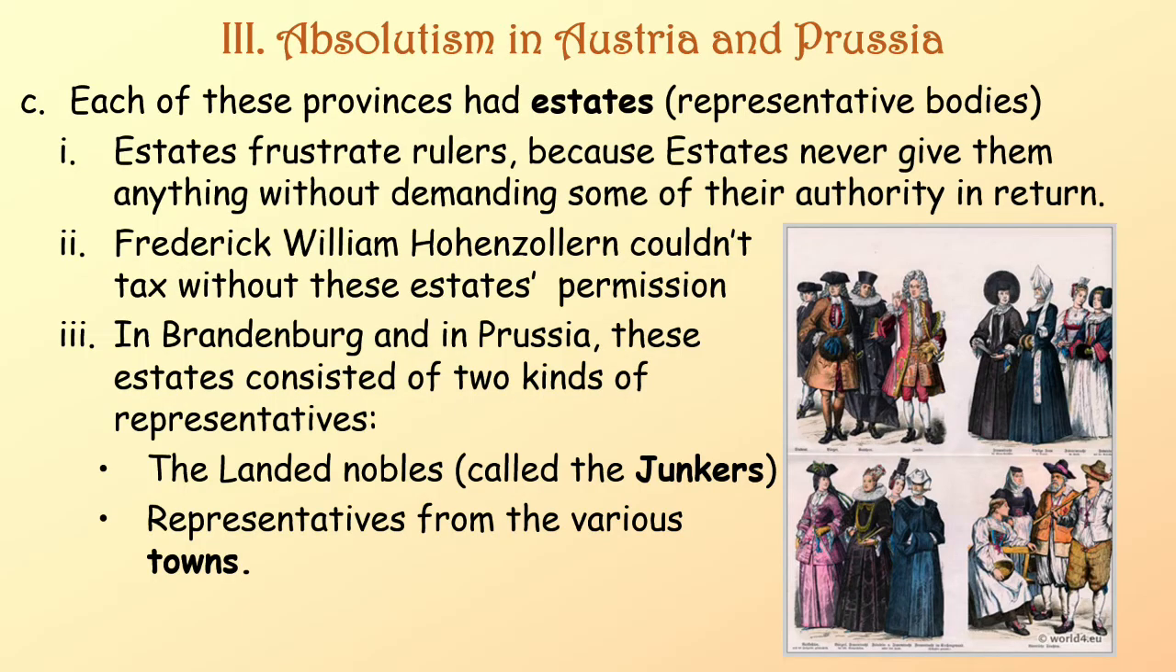Each of these provinces had estates, and estates are representative bodies. Estates, as we know, tend to frustrate monarchs because estates never give them anything without demanding some of their authority in return. Frederick William Hohenzollern couldn't tax without these estates' permission. In Brandenburg and in Prussia, these estates consisted of 2 kinds of representatives. They consisted of the landed nobles, called the Junkers, and they also consisted of representatives from the various towns.